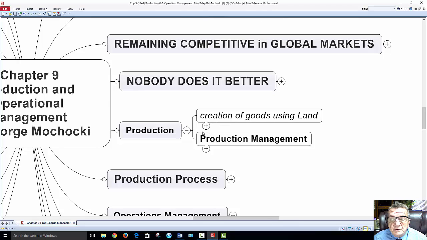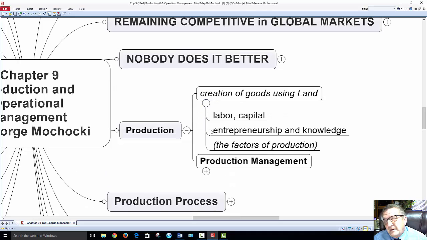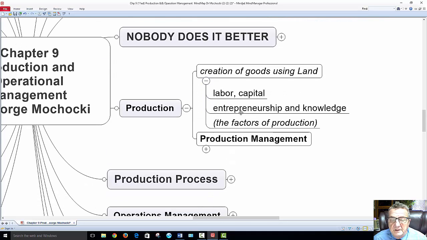Okay, what's production? Creation of goods using land. You know, the 5 factors of production: land, labor, capital, entrepreneurship, and knowledge. And we added on the freedom and the ability to keep the profit. But if I look at the 5 factors of production, these are 1, 2, 3, 4. There's one more in there. Factors of production.